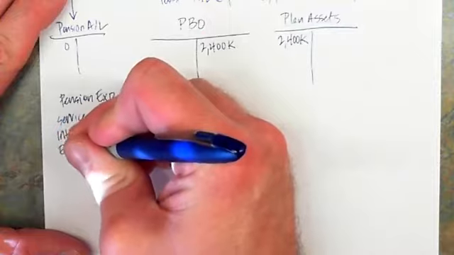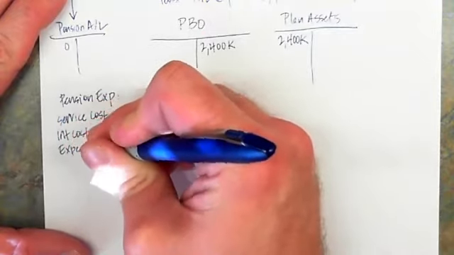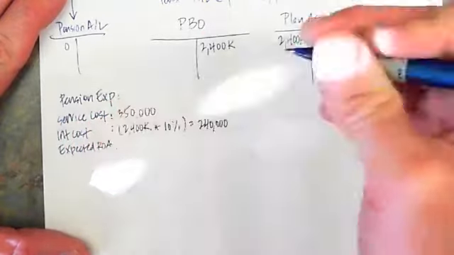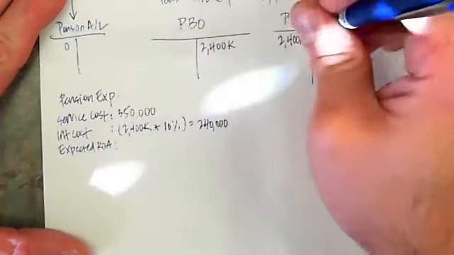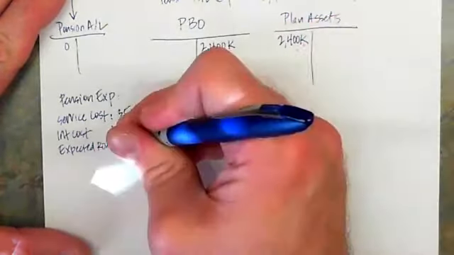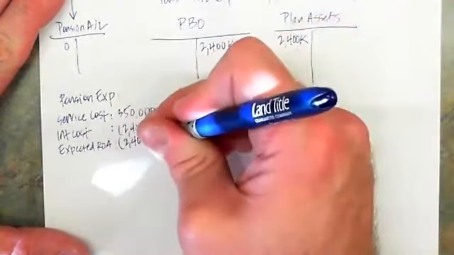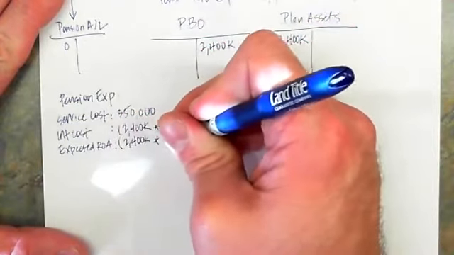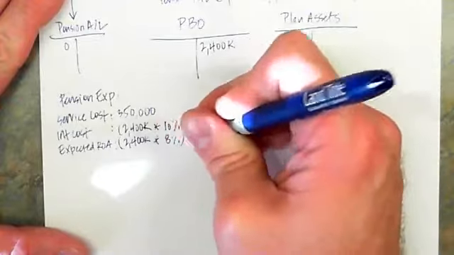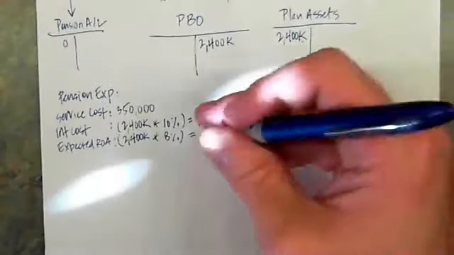expected return on assets. The expected return on assets is, again, the beginning plan assets, 2,400,000 times the expected return, which in this case is $192,000.